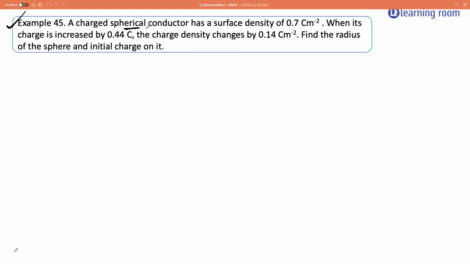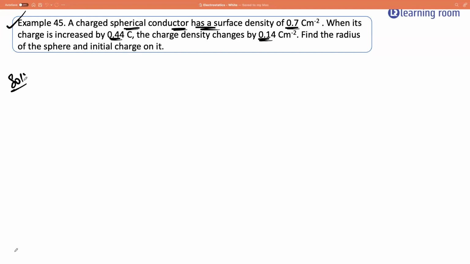A charged spherical conductor has a surface density of 0.7 coulomb per meter square. Now, when its charge is increased by 0.44 coulomb, the charge density changes by 0.14 coulomb per meter square. Find the radius of the sphere and the initial charge on it. Can you do this? So let's take the given data. Who can help me solve this problem?